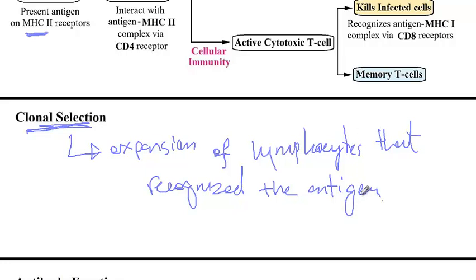And so therefore there will be long-lived memory cells that will continue to circulate in the body, and if there is a future infection with the same antigen, that's the time that these memory cells can now mount a much stronger and faster attack. And this is referred to as the secondary immune response, which is mediated by our immune cells.